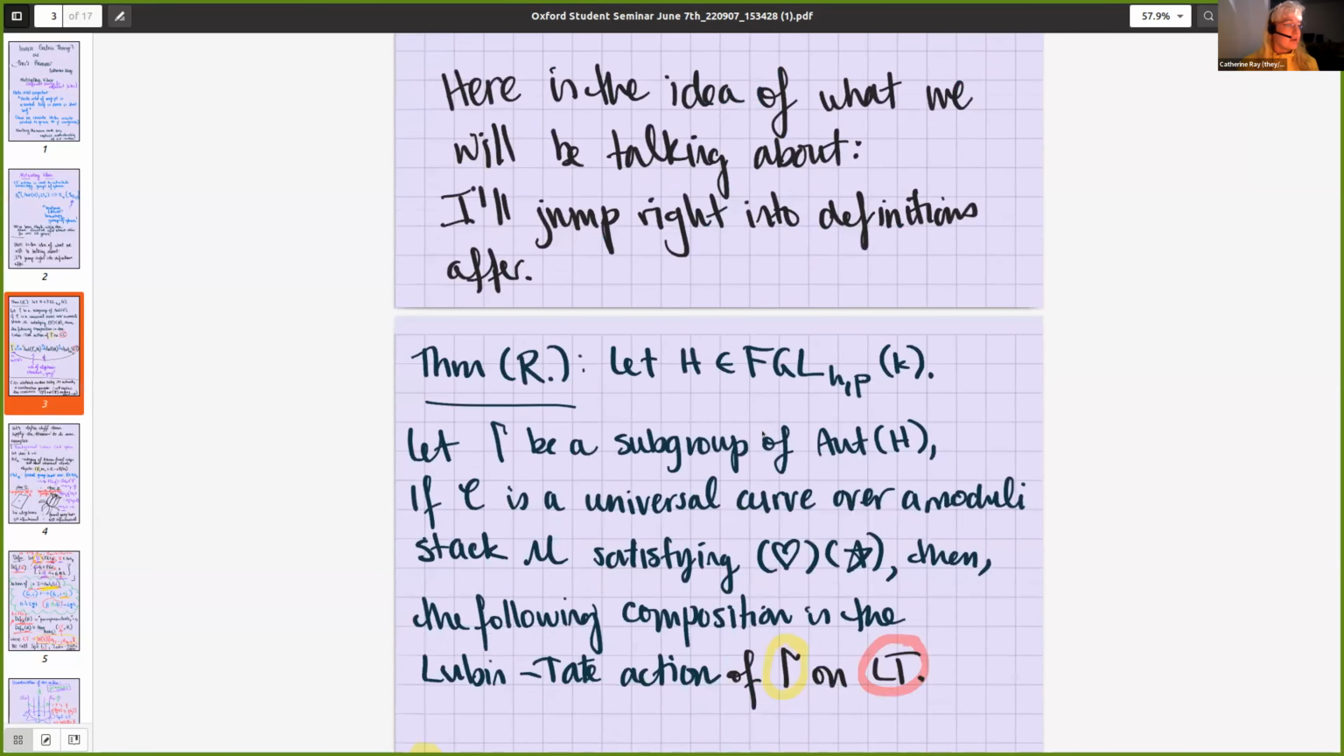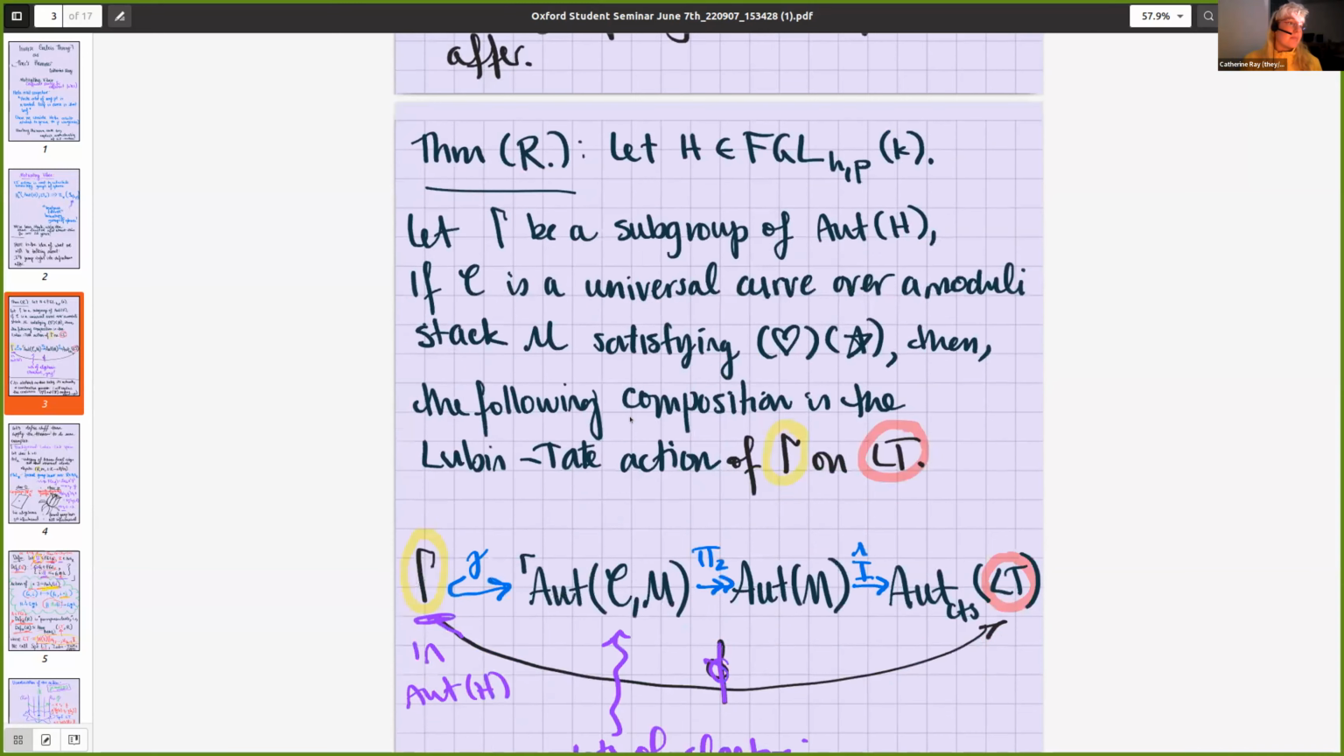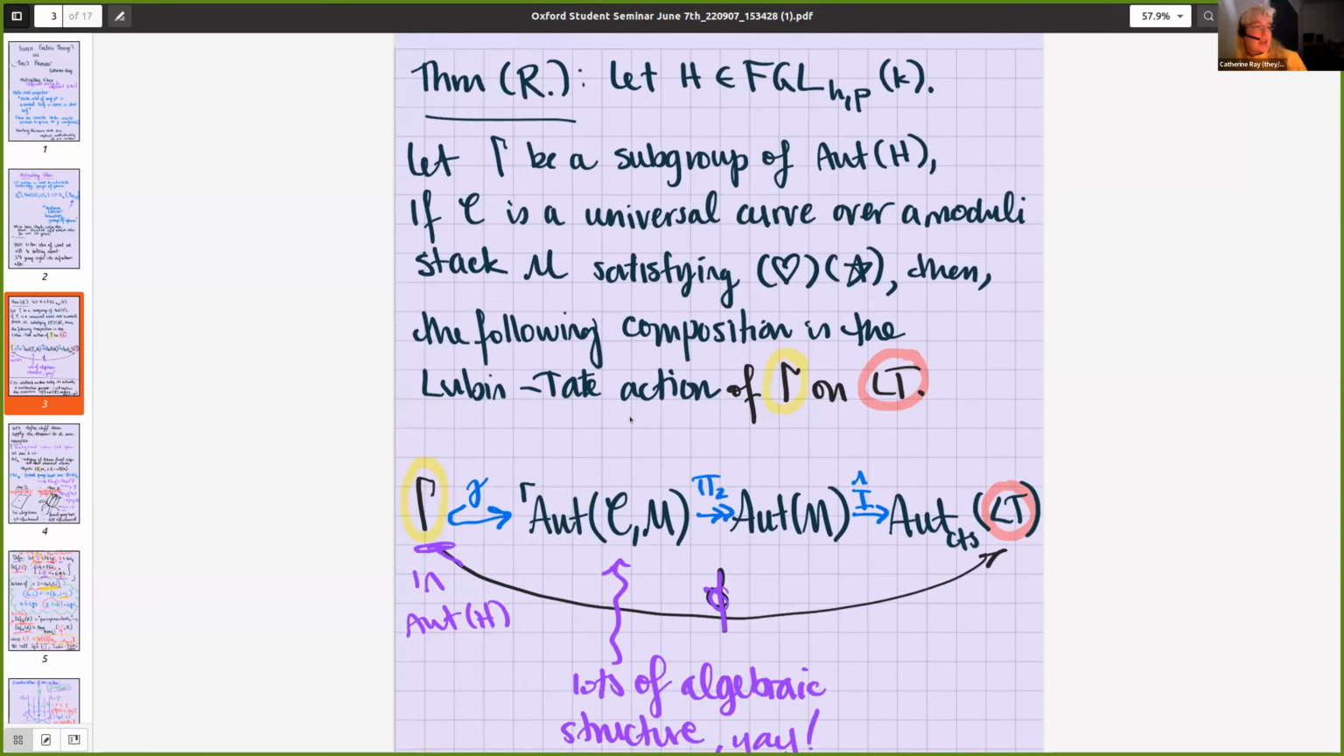Okay, so here's the idea of what I will be talking about, and then afterward, I will define everything. All right, so let's say we have a formal group of height h over a characteristic p field. This is just some object, some group scheme, some space, if you want to think about it that way. Now we can consider the automorphism group of that object, and we can look at subgroups of that automorphism group.